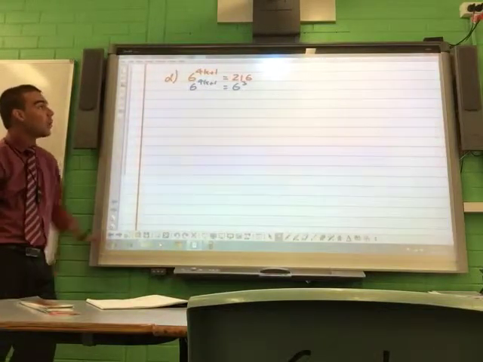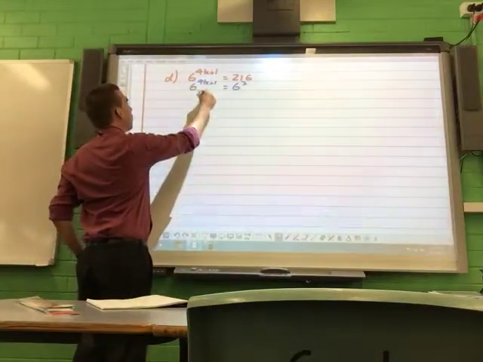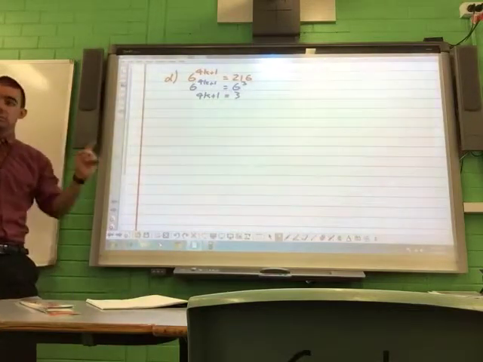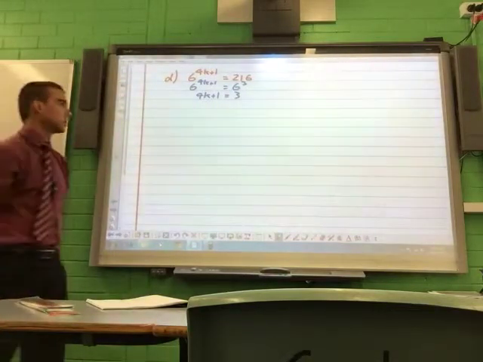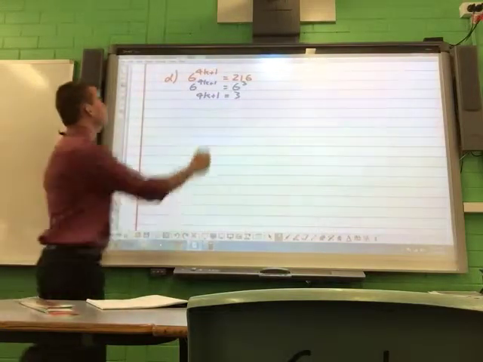Right, so when you have the same base, you can then match your indices. So therefore, 4k plus 1 equals 3. Okay, same base, same index. Right, then you have a simple two-step equation to solve.